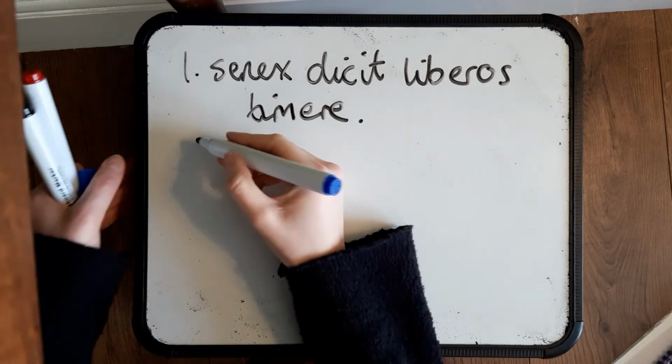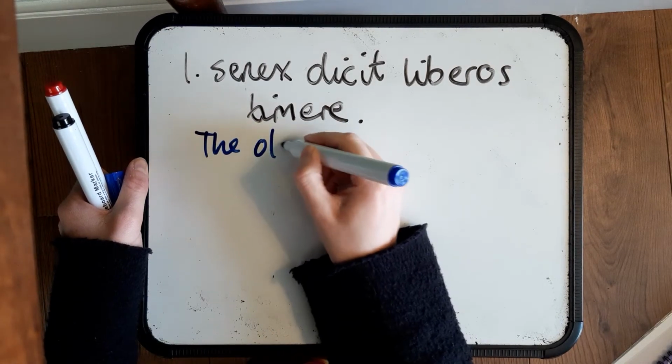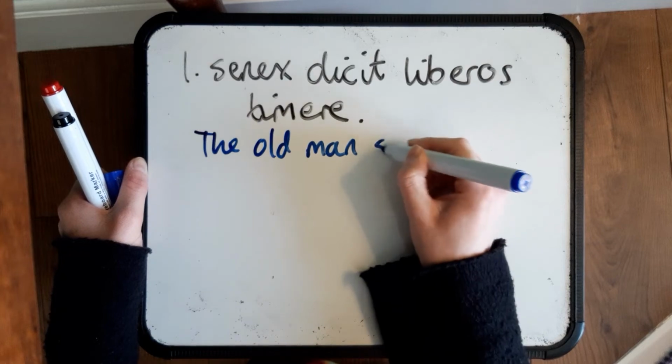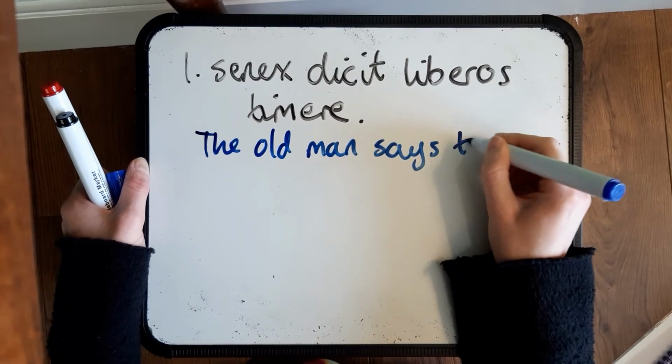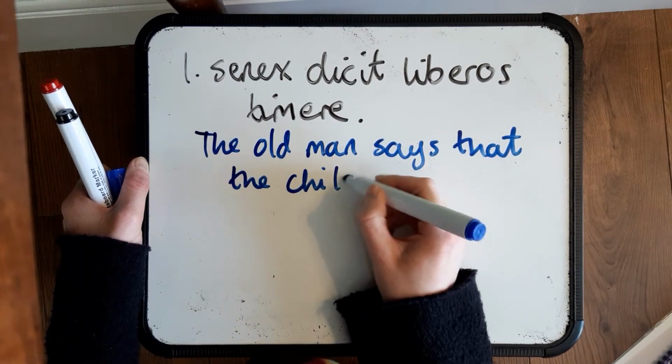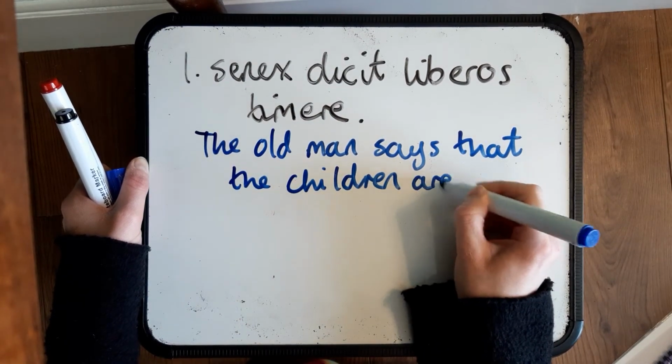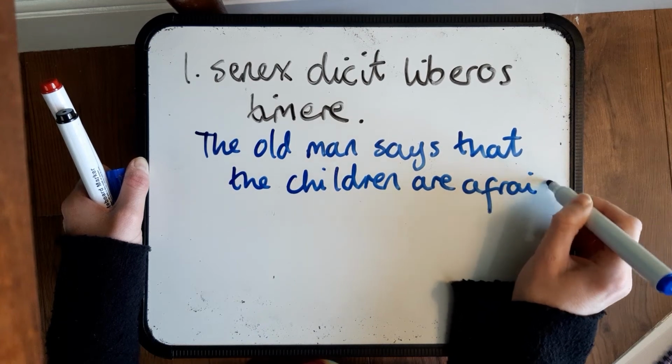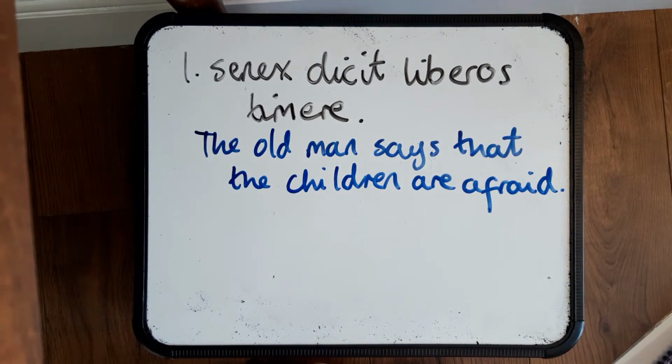Okay, so the answer is, the old man says that the children are afraid. Okay. If you've made any mistakes, again, if you're confused as to why you've made those mistakes, you're not sure why you got it wrong, just comment on the video. You can always send me a message on Skype or through my email. Okay, let's have a go at number 2.